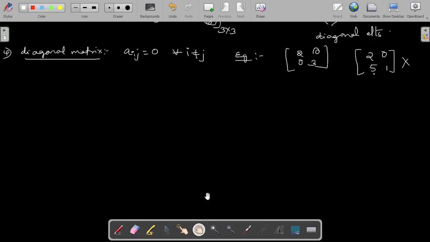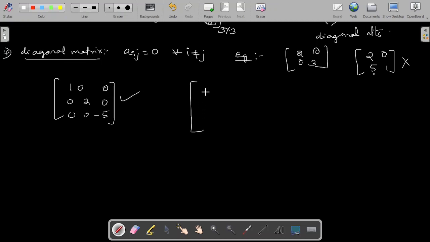Similarly, an example of a 3 by 3 diagonal matrix: 1 0 0, 0 2 0, 0 0 minus 5. Here the diagonal elements are non-zero and the non-diagonal elements are all 0. There is no condition on the diagonal elements. Some of them may be 0, may not be 0, but the condition is that non-diagonal elements are 0. Here all non-diagonal elements are 0, hence it is a diagonal matrix. Now 1 0 0, 0 2 0, 0 1 minus 5. This is not a diagonal matrix because here one non-diagonal entry is non-zero. Hence it is not a diagonal matrix.